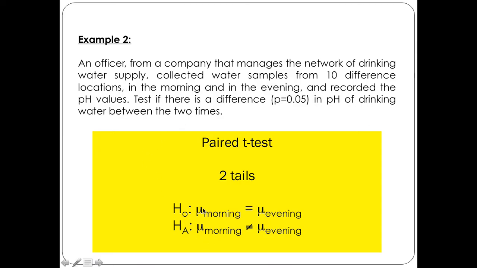Your null hypothesis is that the mean pH measured in the morning is equal to, or the same as, the mean pH measured in the evening. Whereas your alternative hypothesis states that there is a difference between the mean pH measured in the morning and in the evening. So it's not the same. It means that there is a significant difference here.